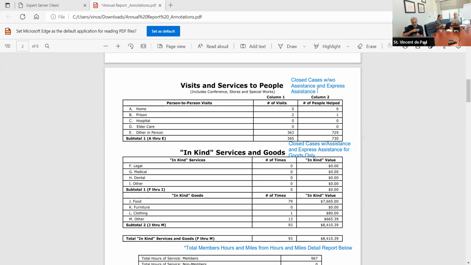And anything that comes from express assistance, if you remember how express assistance works, there's a number of people field that you put in that will update the number of people helped, and then it will add 1 to the number of visits. And it will go in the other in-person visit. So having said that, I'll stop there and ask if you have any questions about this section.